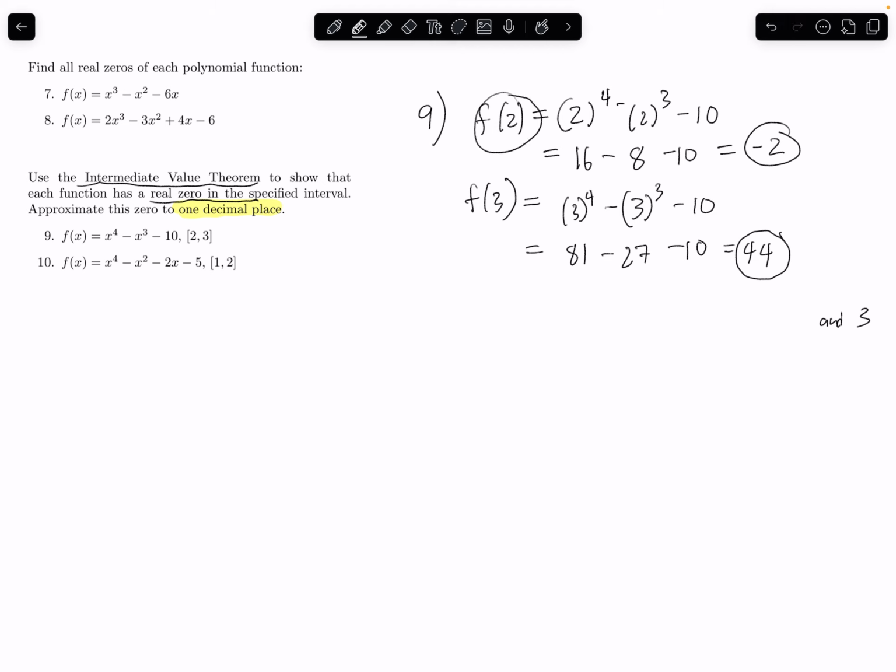Right? So stick closer to the 2 than to the 3. So what should I do? I'm going to plug in 2.1 and then plug in 2.2, 2.3, until I find the first sign change. Now, because I'm feeling lazy, I'm going to show you guys a little trick with a calculator here.